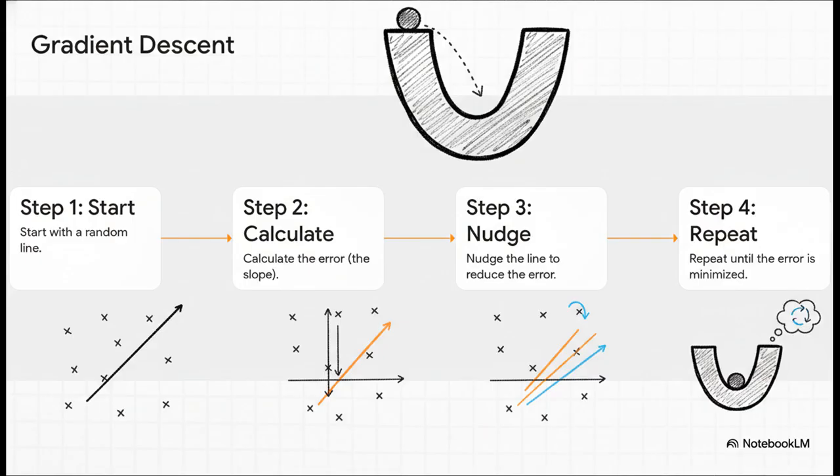Here's how it works. Step 1, start with a totally random line. Step 2, calculate its error. That's basically figuring out how steep the slope is at that point in our bowl. Step 3, nudge the line just a little bit in the direction that makes the error go down. And step 4, repeat. It does this over and over again thousands of times. Nudge, check the slope, nudge again, until it finally takes a step and realizes, hey, the error isn't getting any smaller. That's it. It's found the bottom of the valley.